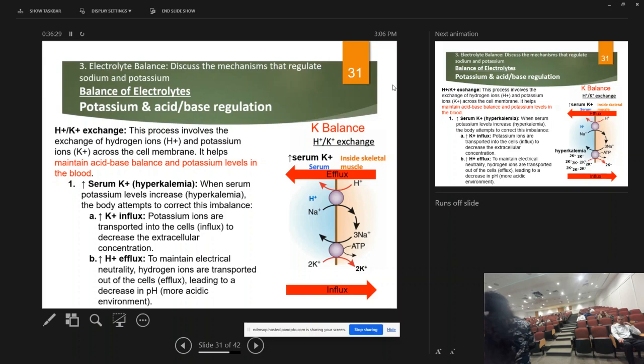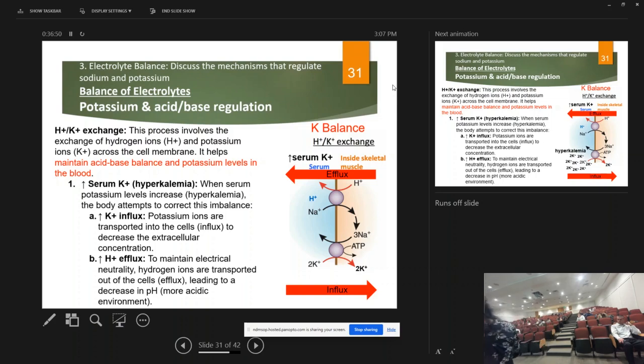Are we correcting the pH in the ICF or ECF? You're always correcting in the extracellular space. You're always correcting your serum. You cannot, inside of the cell is hard to reach. So you're always correcting extracellular space. The serum is the extracellular space.